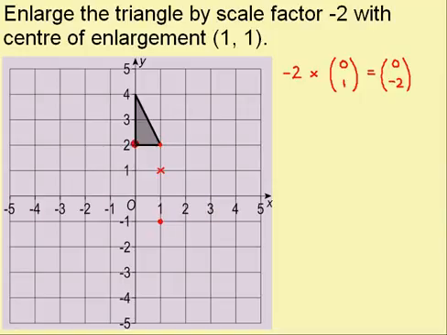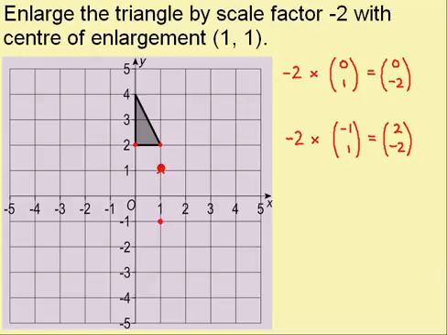Now I'm going to do the next corner, so I'm going to do this one here. Remember, back to the very important centre of enlargement and write a column vector. So it's left 1, up 1. So the column vector is (-1, 1). This is left 1, this is up 1. I've got to multiply that by the scale factor. So -2 times -1 is 2, and -2 times 1 is -2.